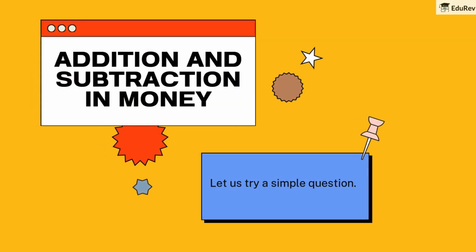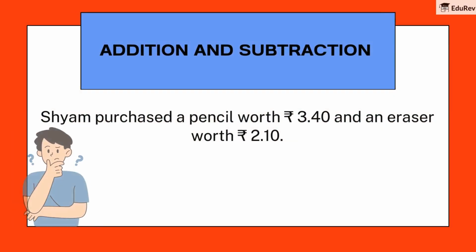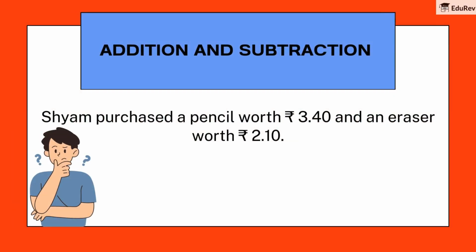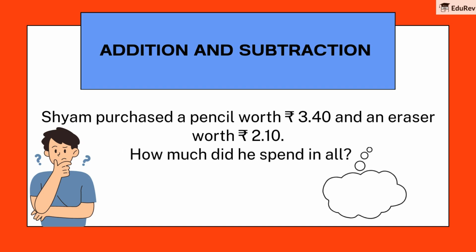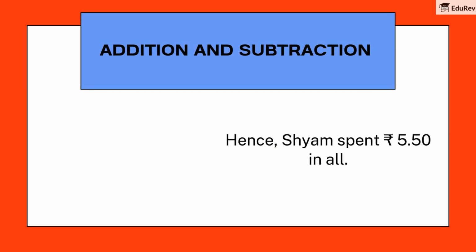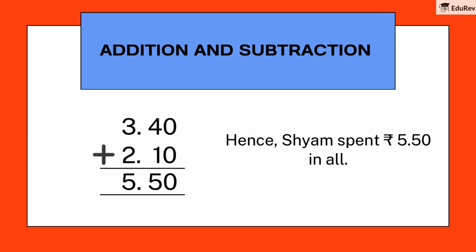Let's try a simple question involving addition and subtraction in money. Shyam purchased a pencil worth rupees 3.40 and an eraser worth rupees 2.10. To find out how much he spent in total, we add these amounts together. 3.40 plus 2.10 equals rupees 5.50.